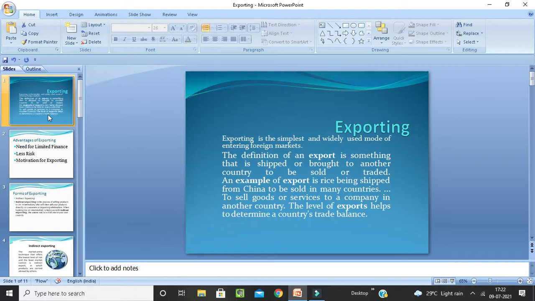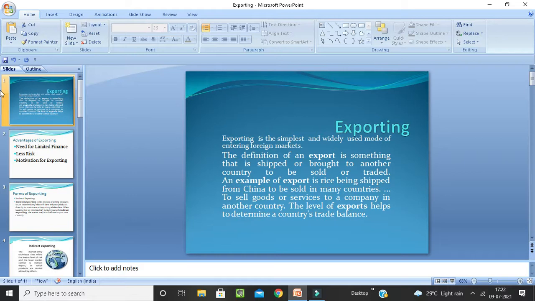Exporting means what? The goods which we are transferring from our country, the host country, to the expatriate country, to the other countries, for the sake of business. Boundary countries, we can say. So the goods which are going from our country to another country is nothing but exporting the goods. The other countries who are purchasing the goods from us, for them it will be importing.